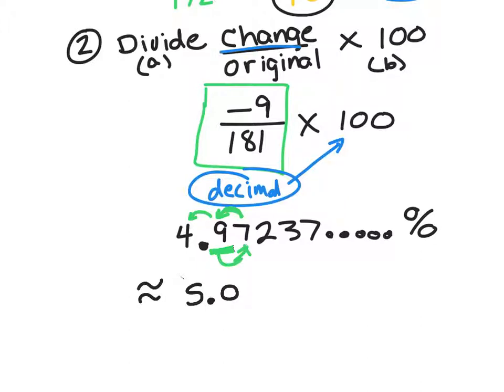So, oh, you know what I forgot to do? I almost made a very common mistake. Okay, this is a negative number. So that decrease, that's actually a negative 4.9, which means it's going to be a negative 5.0%.